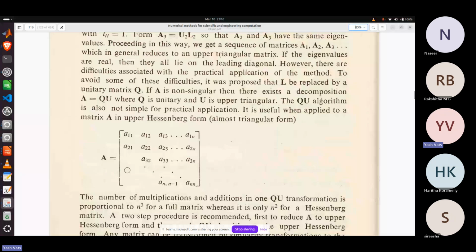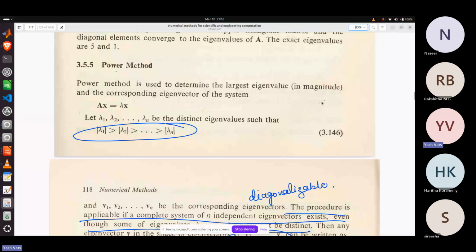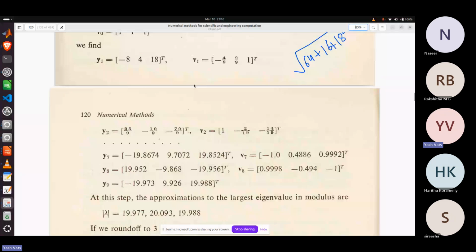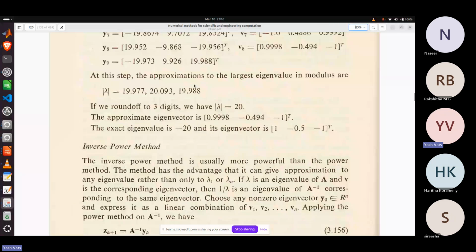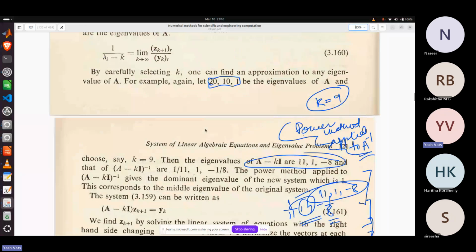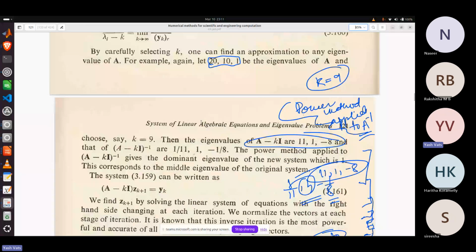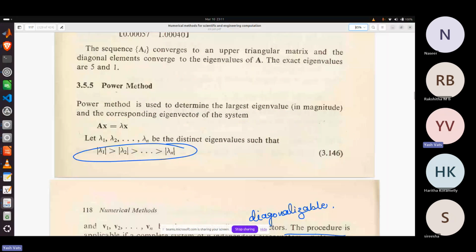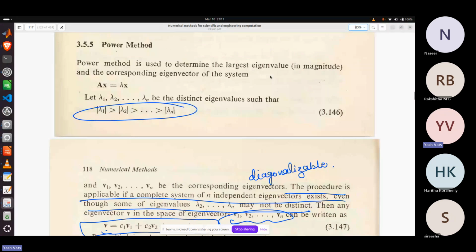So this is a nice method which is called the power method that we are going to discuss, and this may have some questions. So in the exam, it is very useful, some questions based on that we will try. So what is the power method? It is used to determine the largest eigenvalue and the corresponding eigenvector of the system.